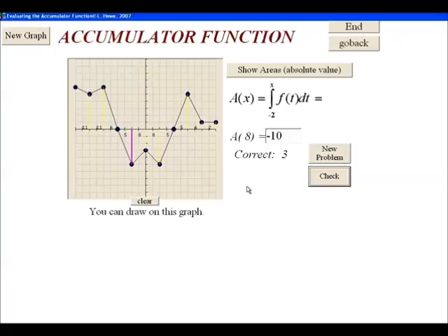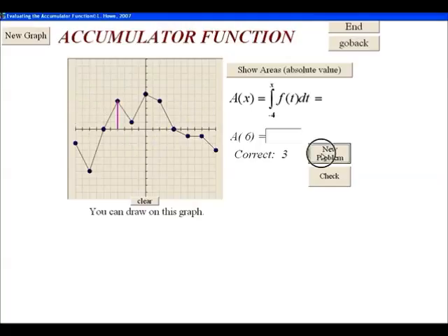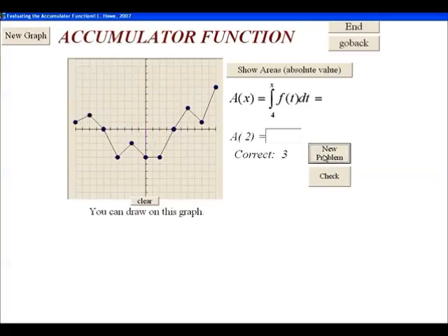I hope that you can see how this program works. And if you keep making sure that you can get these right no matter where the starting point is, no matter what the accumulator function is, and can sort out positives and negatives, and teachers could even take screenshots of this and use these for tests, because these are a pain to make up problems like that.